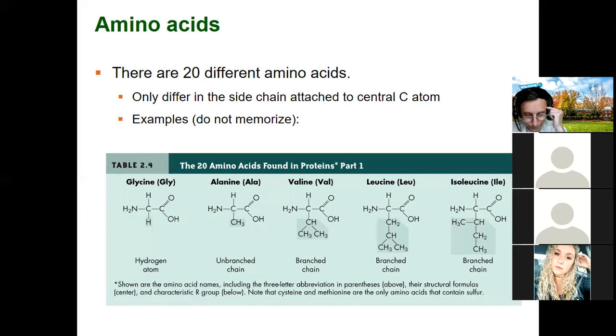Are not hydrophilic, meaning they are hydrophobic. So these R groups are all hydrophobic. They do not like to be around water, including that one.